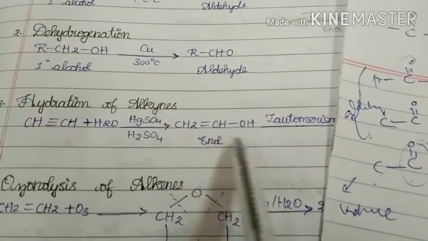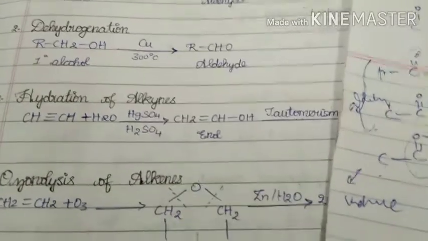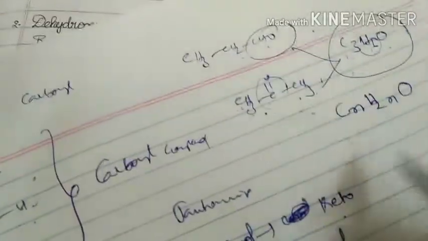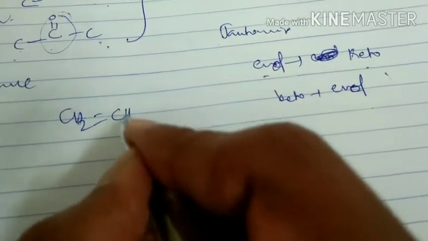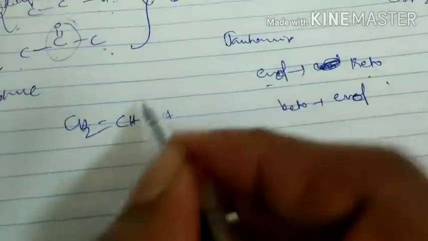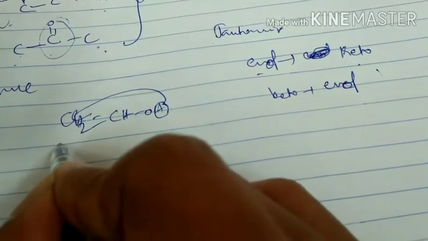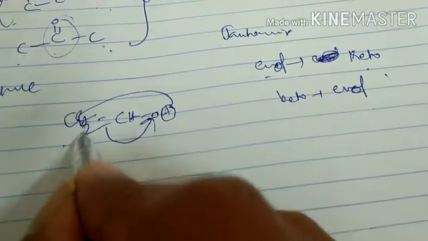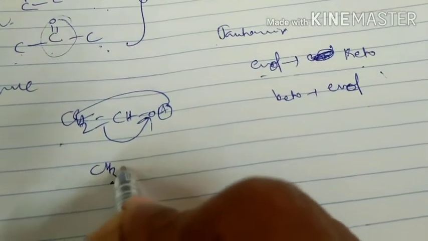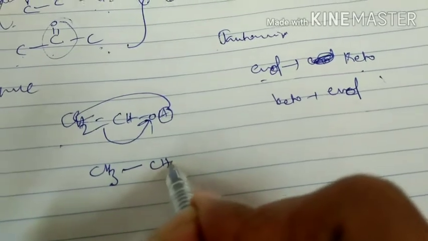CH2 double bond CHOH. This is enol. How can we say that? Because the double bond carbon is having OH, so this is enol. This enol form is immediately converted to keto form. How? This is the compound we have got in the reaction, CH2 double bond CHOH. Then when this hydrogen comes to this position, this double bond shifts to here. Then CH2 becomes CH3, the double bond becomes a single bond.